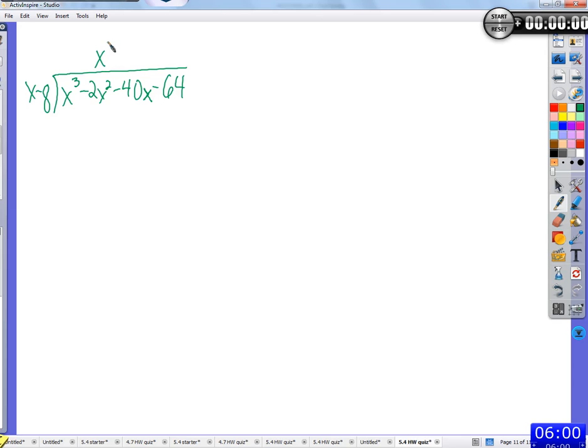So x squared, why x squared? How do you know that x squared is the first part of this other factor? Because x squared times x is x to the third. We're trying to get every piece of it just one at a time. We can guarantee that we can put a term here that will give us x cubed. X squared times x is x cubed.